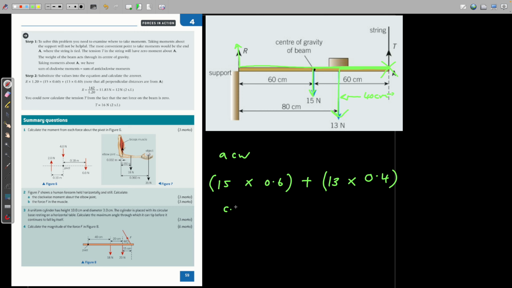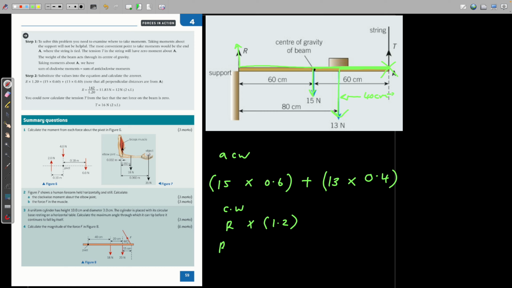And then the clockwise moment is due to R at a distance of 120. So it would be R times, putting it into meters, 1.2 meters. So those are your moments. Anticlockwise moment due to the two forces, 15 and 13, and clockwise due to the reaction force at a distance of 1.2 meters. So it's balanced, these must be equal.